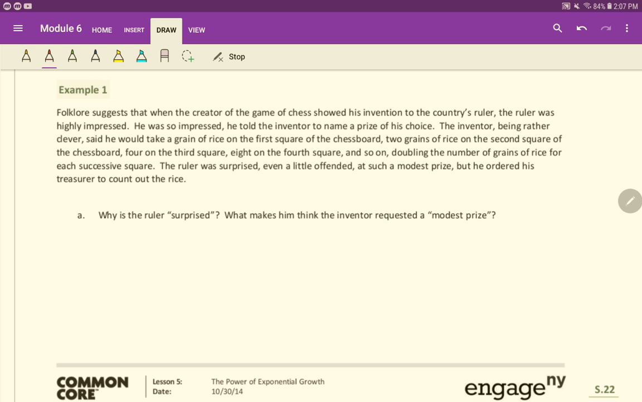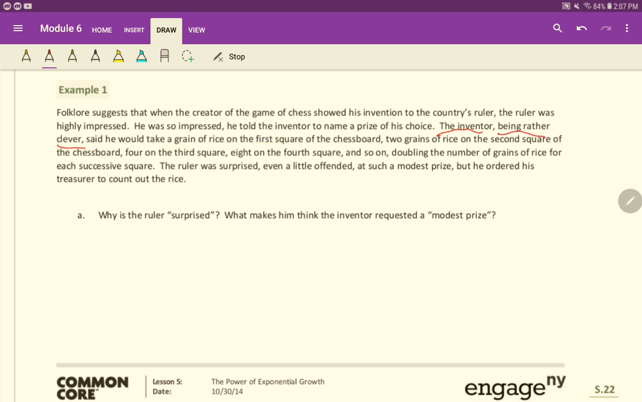Let's take a look here at this next lesson, example one. Folklore suggests that when the creator of the game of chess showed his invention to the country's ruler, the ruler was highly impressed. He was so impressed, he told the inventor to name a prize of his choice. The inventor, being rather clever, said he could take a grain of rice.